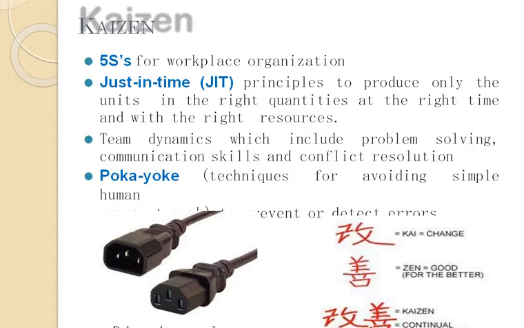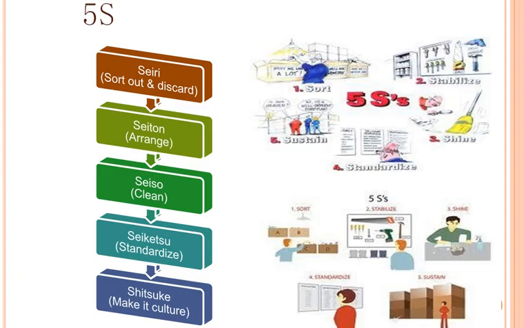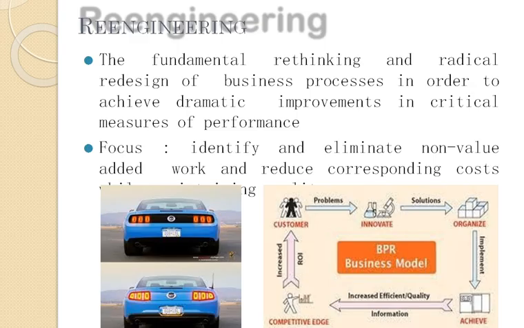Kaizen means 5S you are supposed to use, that is just in time, Poka Yoke. Kaizen means Kai means change, Zen means good, meaning there will be continuous improvement. The just-in-time principle is used to produce the units in the right quantities at the right time and with the right resources. What are the 5S it uses? Sort out and discard, arrange, clean, standardize, make it a culture.